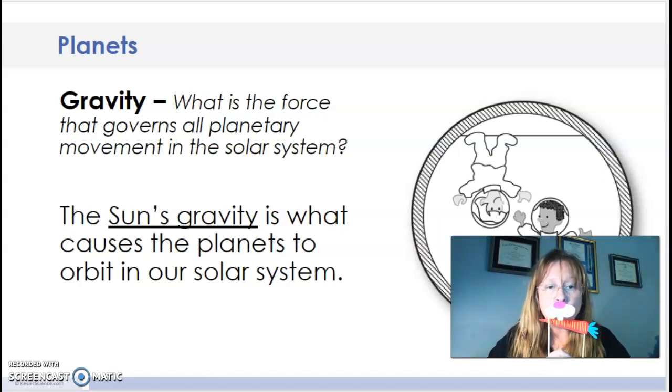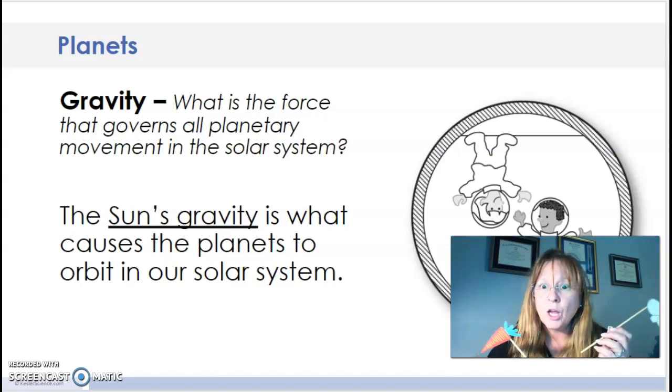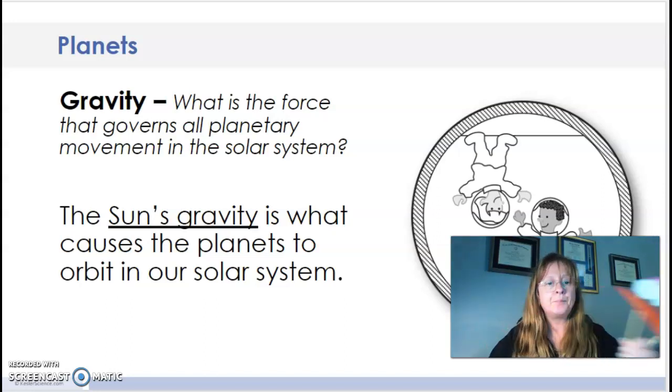What is the force that governs all planetary movement in the solar system? The sun's gravity is what causes the planets to orbit in our solar system. That's what I just said. How amazing. All right. That's a good key point to remember.